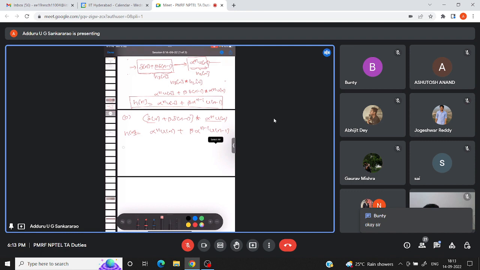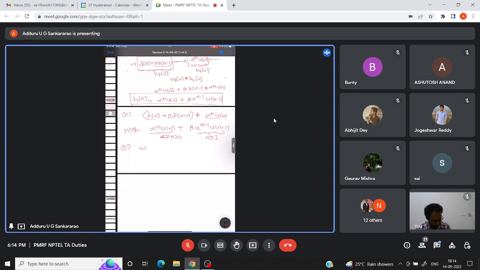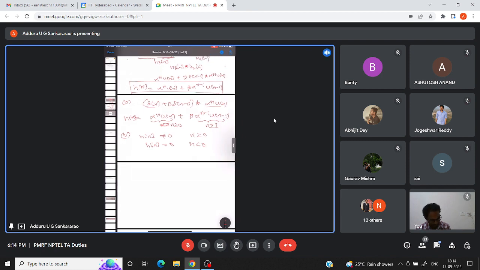Now, whether it is causal or not, we can easily check here. If you see, the first term exists only for n greater than or equal to 0. And what about the second term? This exists for n greater than or equal to 1. For n less than 0, clearly h of n is 0. We can see clearly u of n is non-zero for n greater than or equal to 0, right? So h of n is non-zero for n greater than or equal to 0, and h of n is 0 for n less than 0. So the second question is answered. It is causal.